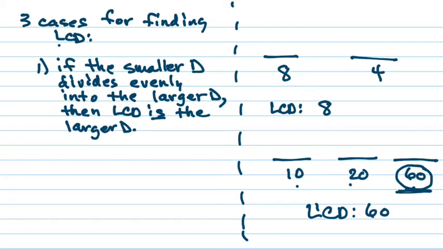Okay? Now, you could have denominators where that won't work. So we'll say I have 15 and 12. The bigger denominator is 15. Will 12 divide evenly into 15? No. So that doesn't always work. It's pretty rare that it does work, actually. But when it does work, it's a great trick. Yeah? All right. So let's move on to the second case.